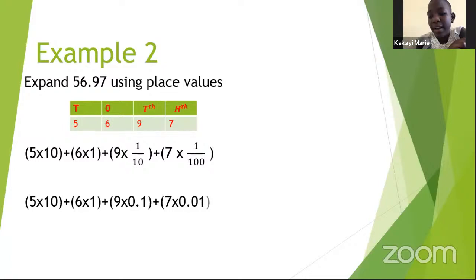1 times 100 plus 8 times 10 plus 3 times 1 plus 4 times 1 out of 10 plus 5 times 1 out of 100. Which gives us? 1 times 100 plus 8 times 10 plus 3 times 1 plus 4 times 0.1 plus 5 times 0.01. Thank you very much, Marie.